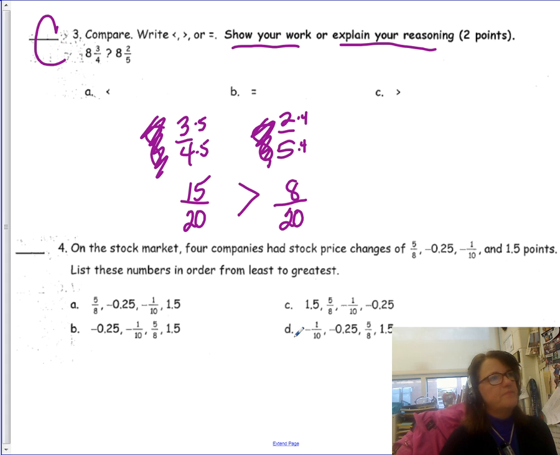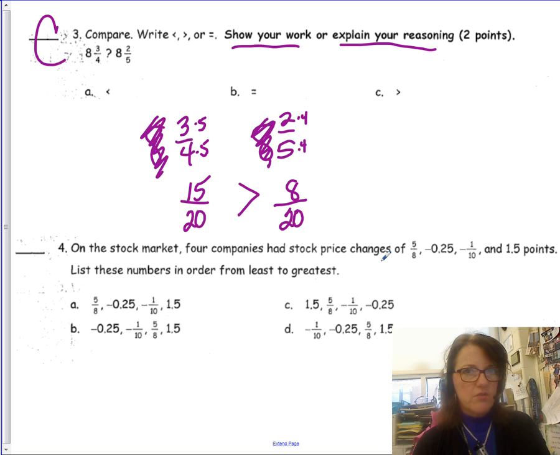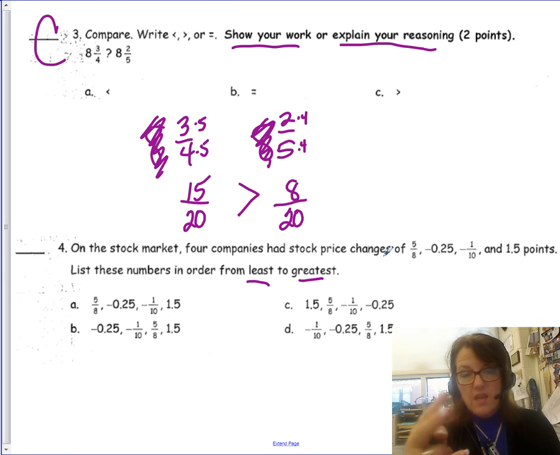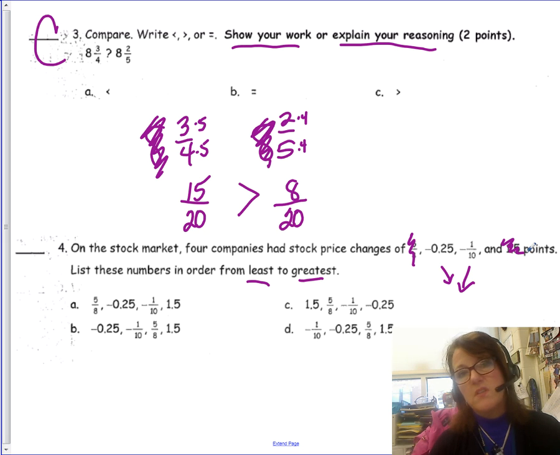Choose C. Number 4. On this one, it says on the stock market, okay, 4 companies had stock price changes of the following. Now, even if you don't thoroughly understand what the stock market is, you basically are just looking at these 4 number values and putting them in order from the least to the greatest. So your job is, hey, which one's smallest? 5/8, -25/100, -1/10, +1 5/10. Well, first of all, it can't be a positive number. It's got to be one of those 2 negatives, and you got to decide which one is the smallest.